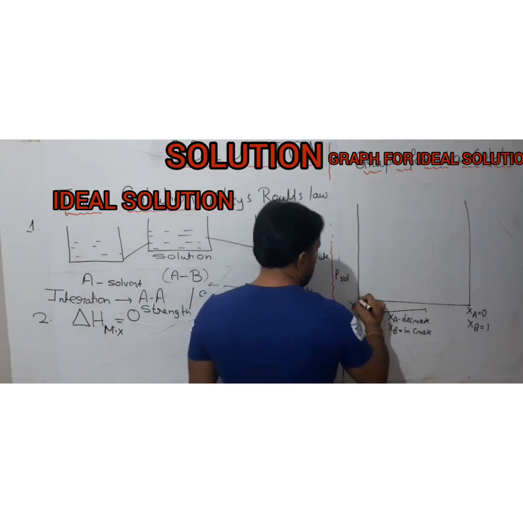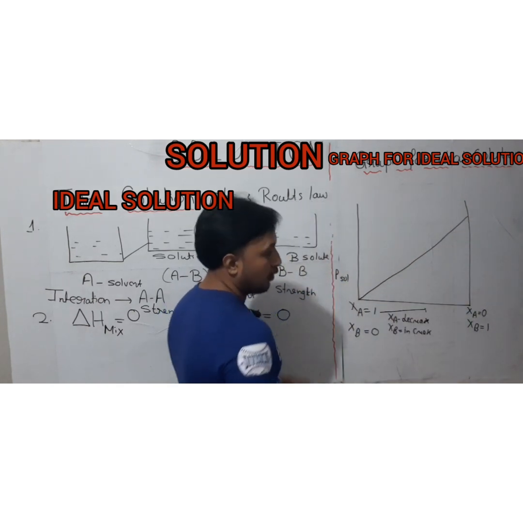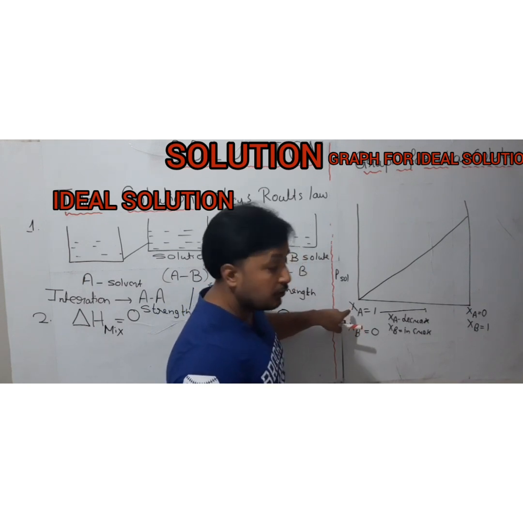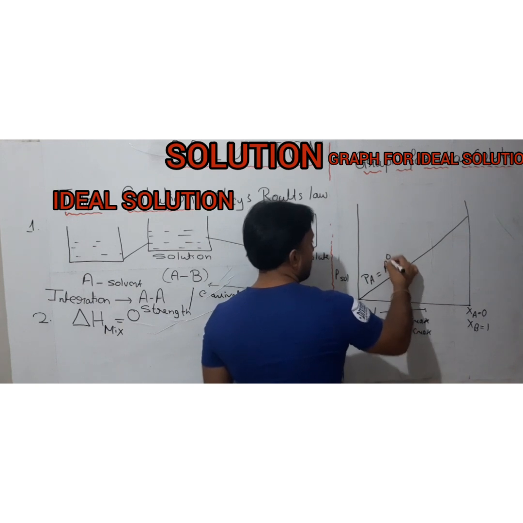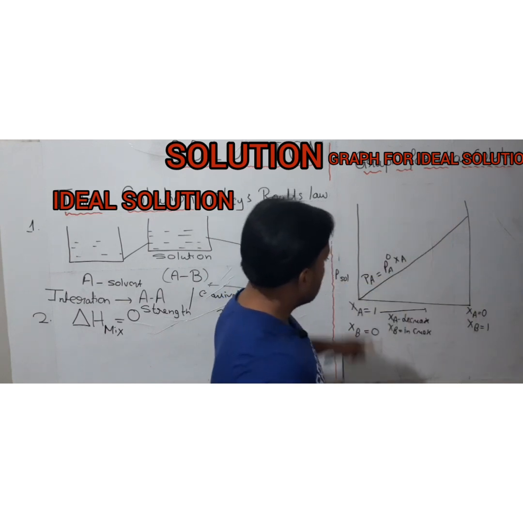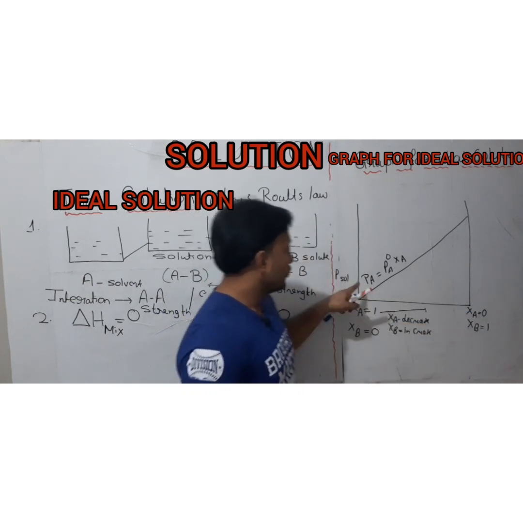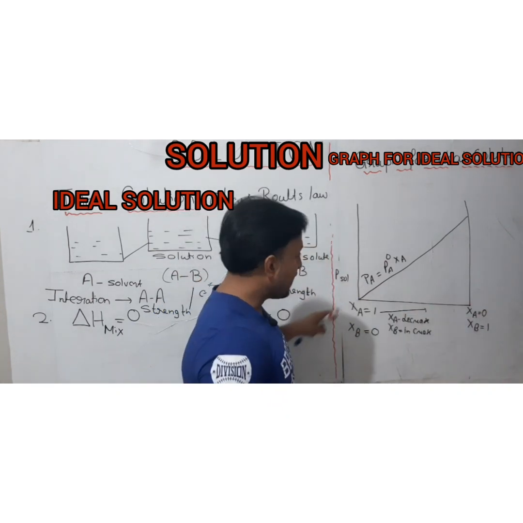Now if we draw this line, what is this line representing? It represents the vapor pressure of component A, that is the solvent. So that is PA, and PA will be equivalent to P naught A XA. This graph shows how the vapor pressure of this component changes. As you can see, the XA amount decreases further, so PA also decreases as we move along the axis.